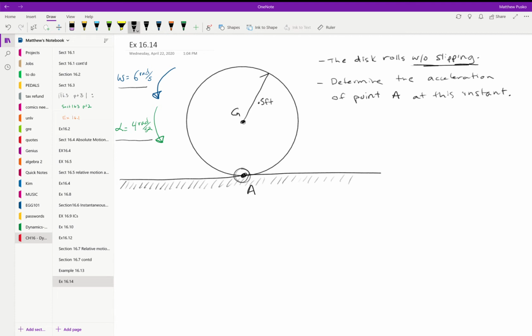Well, as this rolls over, this point is going to be lifting up, and it's going to be maybe moving over to the right. Right? If you just think about it, it could have some normal and tangential component.